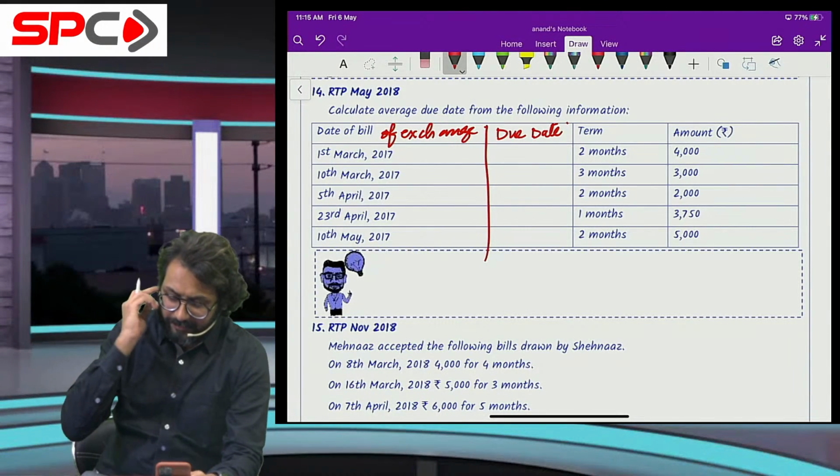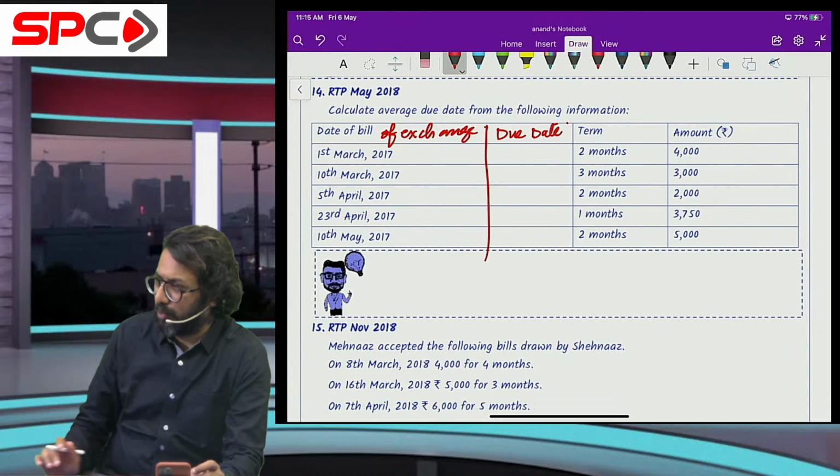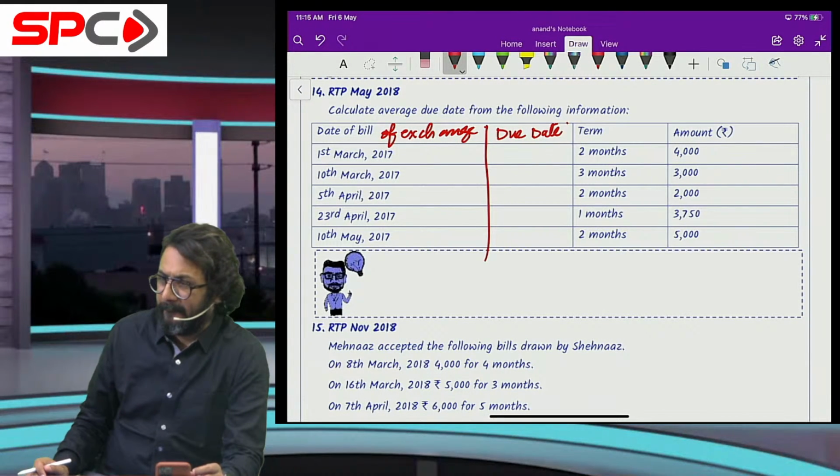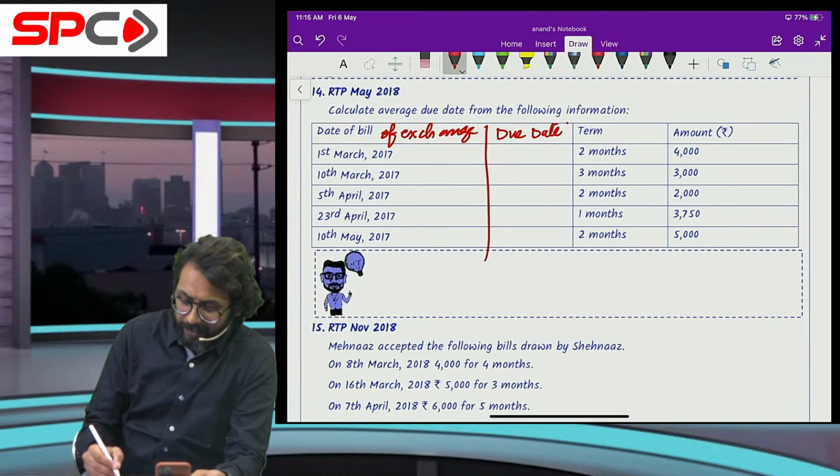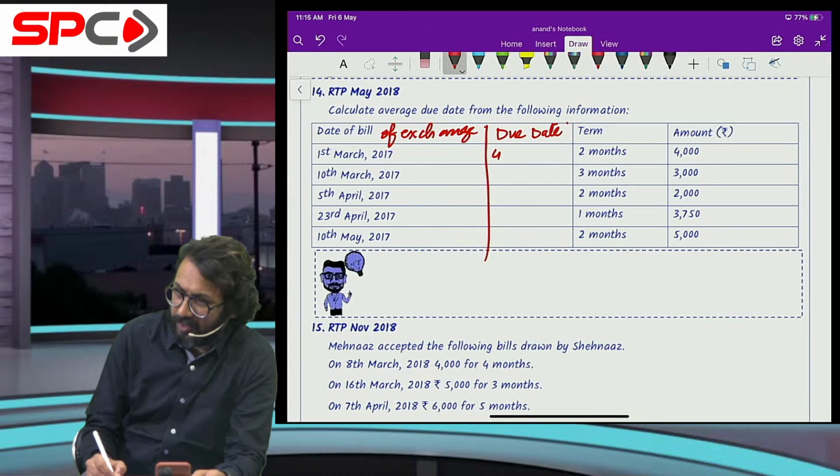So what is the first date? 1st March, if I have to add 2 months, how much is that? March month, April, May. So it will turn out to be 1st May. So in May I will add 3 days. So it is 4th May 2017.